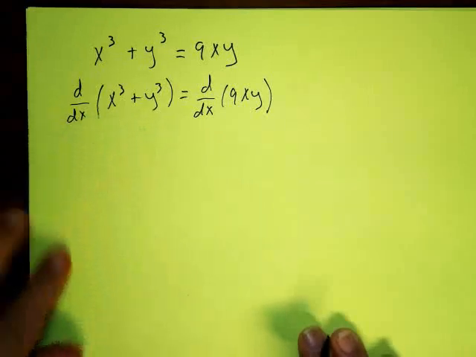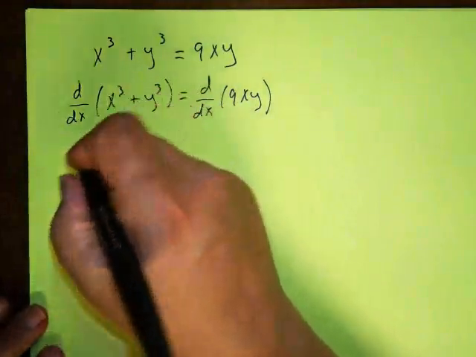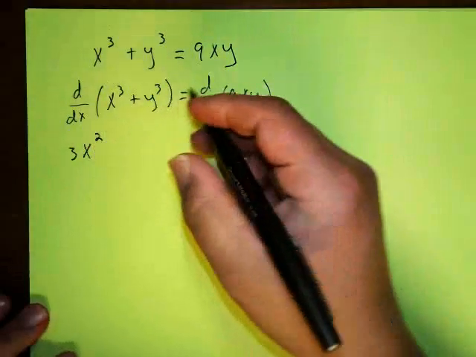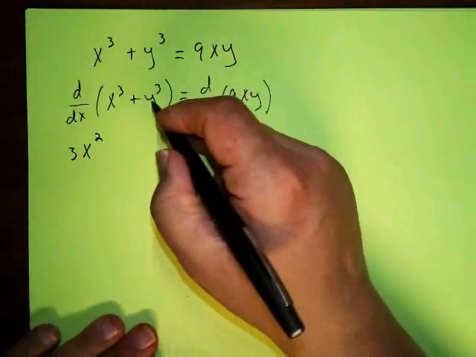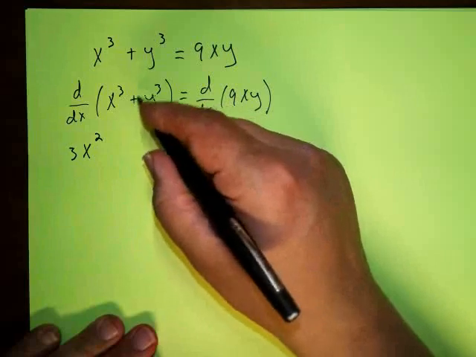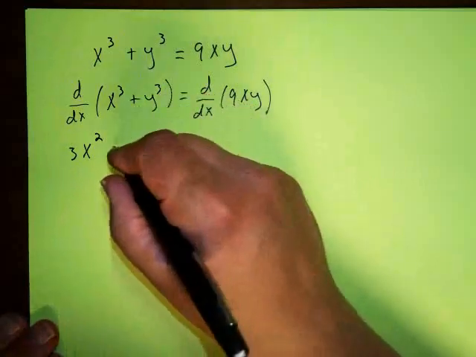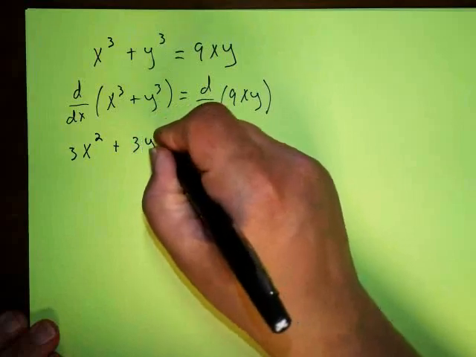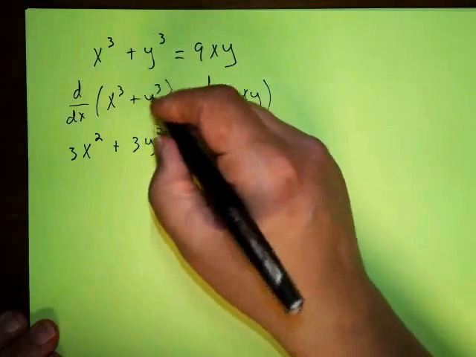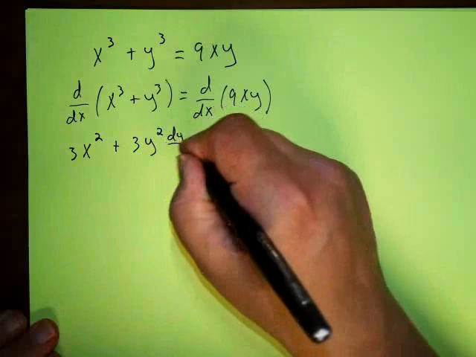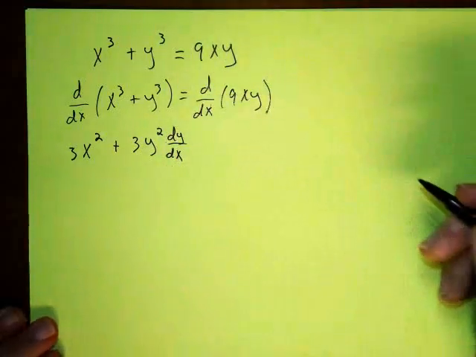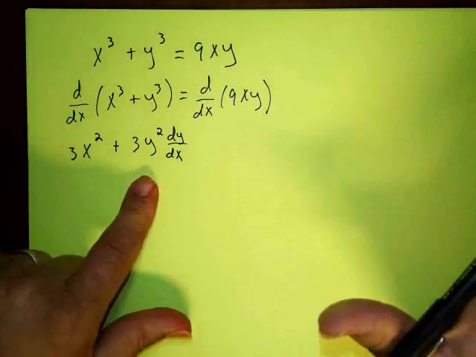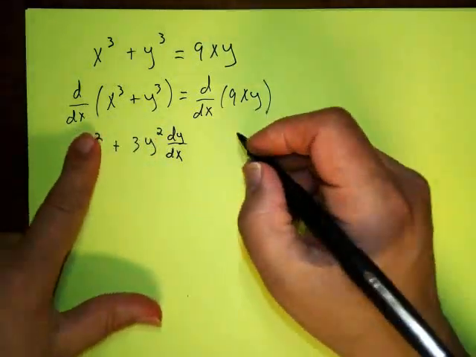Okay, so this side here, the first term is just 3x squared. And the second term, we're going to treat y as if it's inside a cubic function. So we're going to do the derivative of the outside function evaluated at y times the derivative of the inside function, which would just be dy/dx. Y is the inside function. It's an implicit function of x. Okay, so that's the left-hand side.